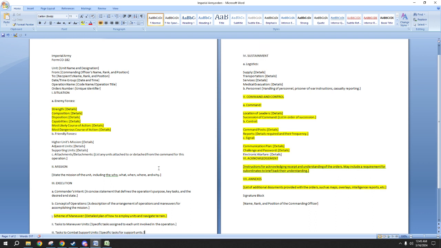Logistics. People wanted logistics, so logistics would be the details of the supplies needed, how they're getting there. Services aren't so much of a big deal. Medical evacuation, even the people that were like, well, let's talk about details, were like, well, that's a little too much. So cool, cool, cool. We can deal with that.